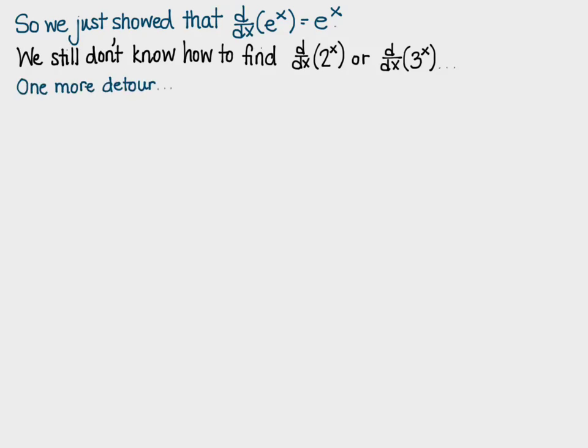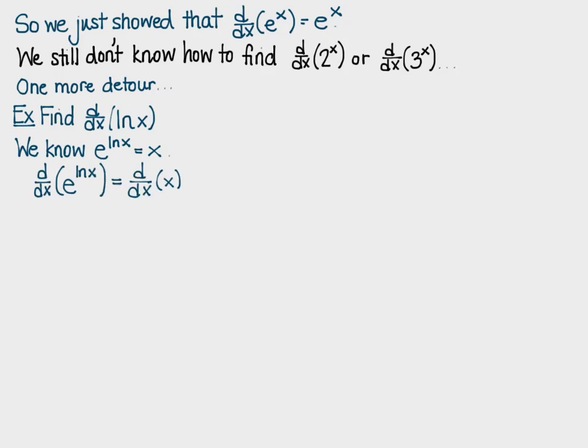We'll take one more detour before we can get there. Let's find the derivative of natural log of x. We know that e to the natural log of x equals x. So taking the derivative of both sides, we end up with the derivative of the outside, which is e to the natural log of x, leave the inside the same, times the derivative of the inside, which is d by dx of natural log of x. And we'll just leave it as that since we don't know what it is. The right-hand side, the derivative of x, is just 1.